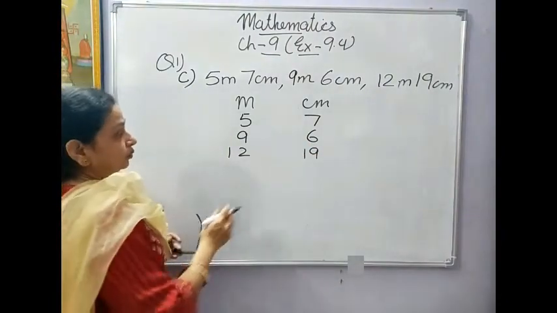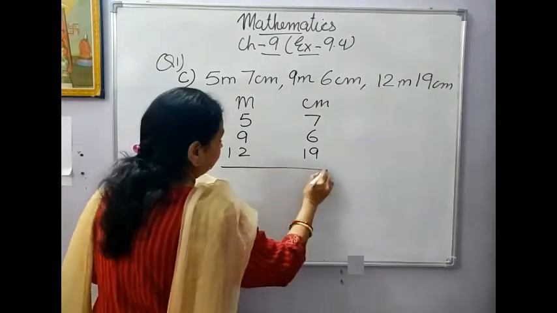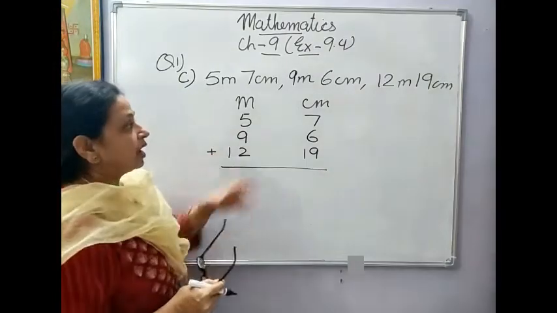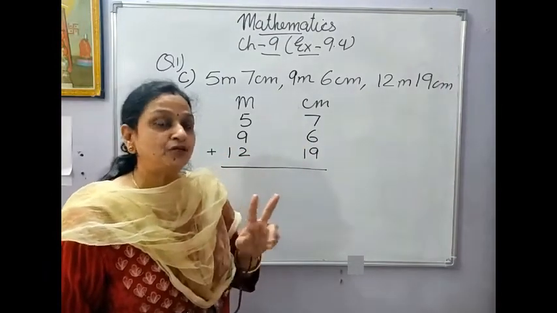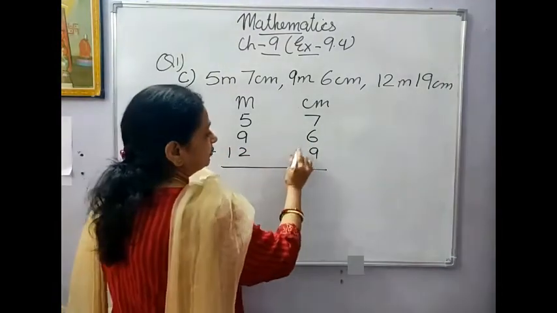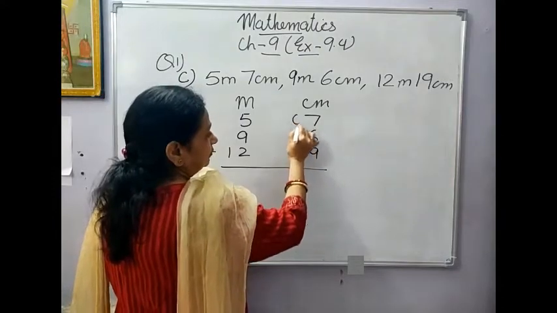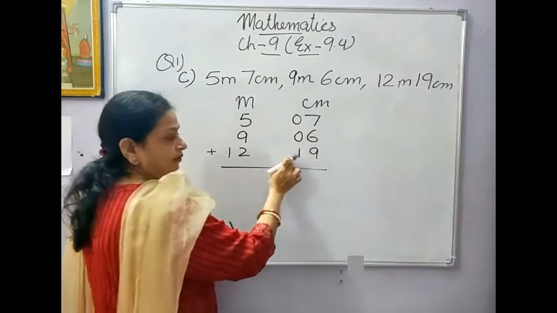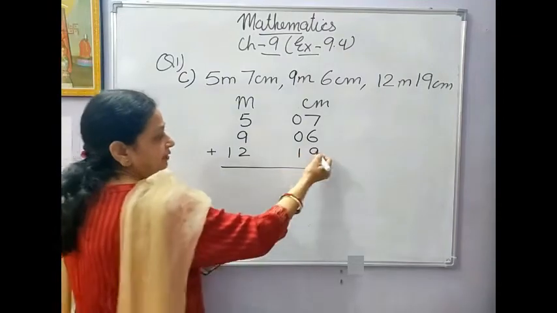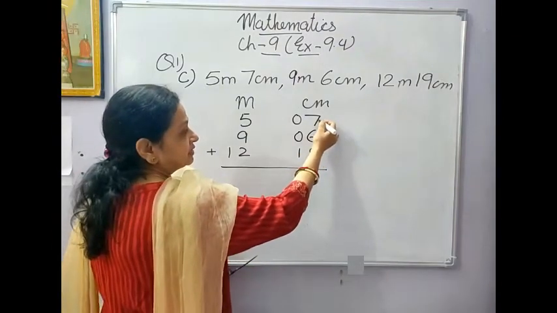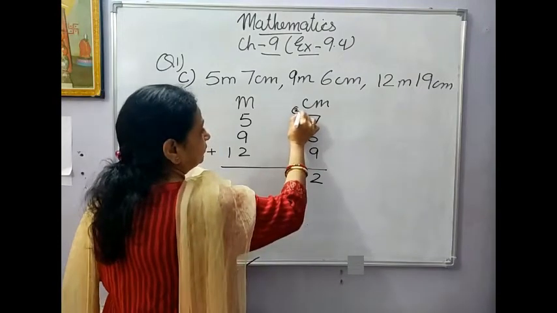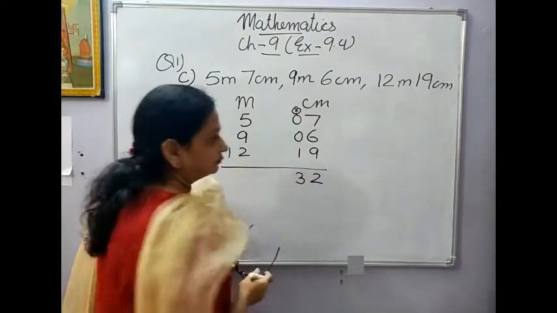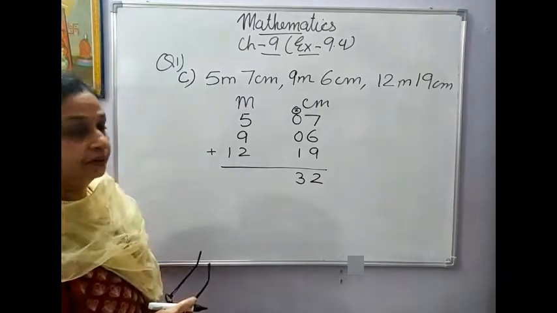Okay. So then what will be the next step? Put the sign of plus. How many centimeters are there in 1 meter? 100. That means there should be 2 units. This is already 2 units. Now you add it. 9 and 6, 15. 15 and 7 is 22. 2 carry. 2 and 1, 3. Okay.